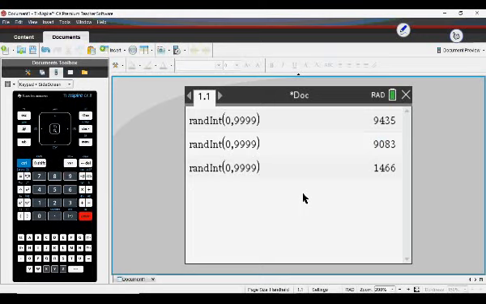Now the fun fact about this is if you've never used this function before on your TI-Nspire, or actually on your 84 as well, if you use the random integer generator there, and you choose from 0 to 9,999, you will have just generated the exact same 3 numbers as I have.